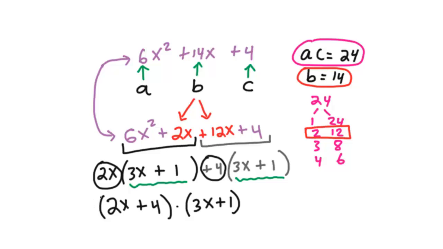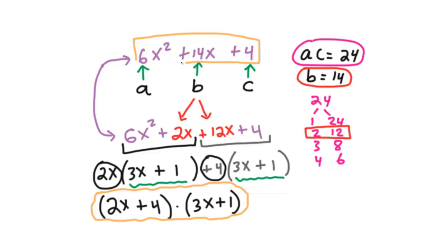So what we essentially did was factor out the original trinomial here. We started off with 6x squared plus the 14x plus the 4, and that is equivalent to 2x plus 4 times 3x plus 1.